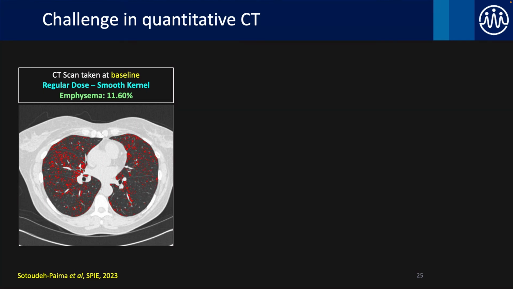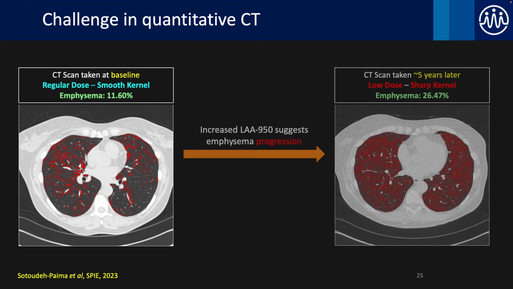When the patient was imaged, a regular dose was used, and a smooth kernel was also used. After 5 years, the patient was imaged again. And this time it was imaged with a low dose with a sharp kernel. And as you see, the emphysema score is 26%. 5 years ago, it was 11%. So that's a 15% increase. So the question is, did the patient progress or not? Is this a progression or not?